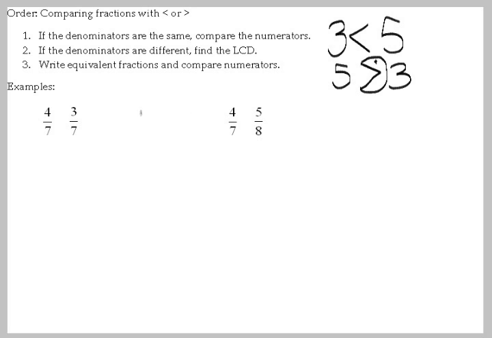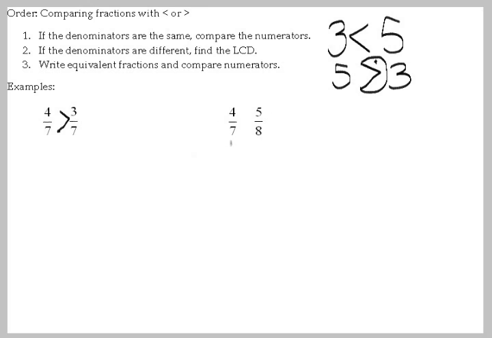So let's take a look at the steps for comparing fractions. If the denominators are the same, then we just need to compare the numerators. So in this first example, 4/7 compared to 3/7. Well, the denominator 7 is the same, so we just take a look at the numerators, 4 and 3, and 4 is greater than 3. So we know that 4/7 is greater than 3/7.